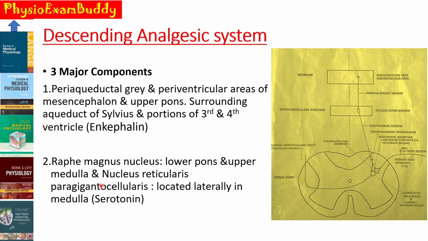From these nuclei, that is from the raphe magnus nucleus as well as from the nucleus reticularis paragigantocellularis, the second order neurons are transmitted down the dorsal columns in the spinal cord. You can see here that the second order signals are transmitted down the dorsal columns into the spinal cord.